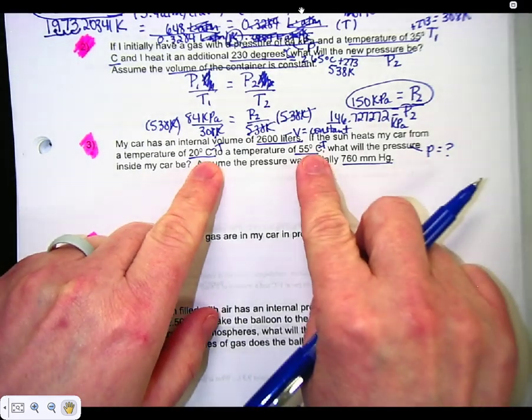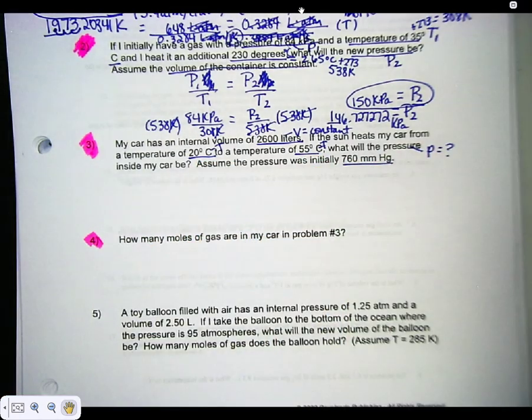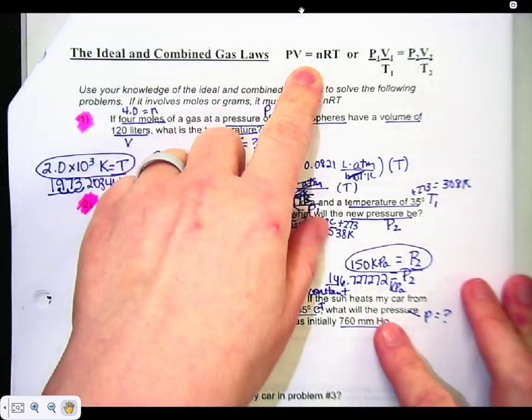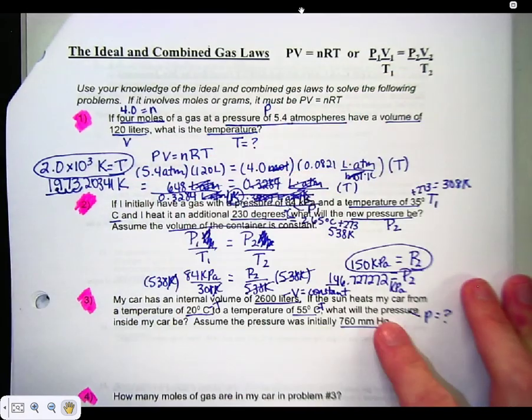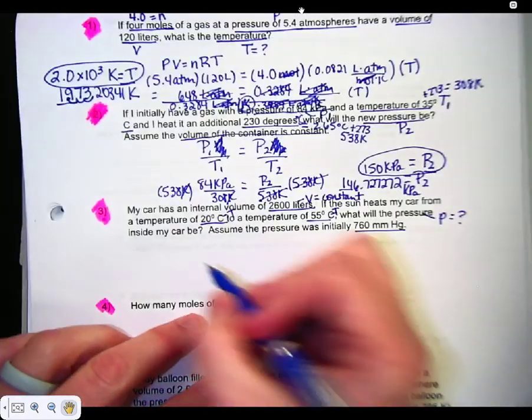We have T's here, and we're looking for the final P if the initial P was 760. So again, we have no mention of moles here, so we're probably not using the ideal gas law. We're going to need to use the combined gas law. P1 V1 over T1 equals P2 V2 over T2.